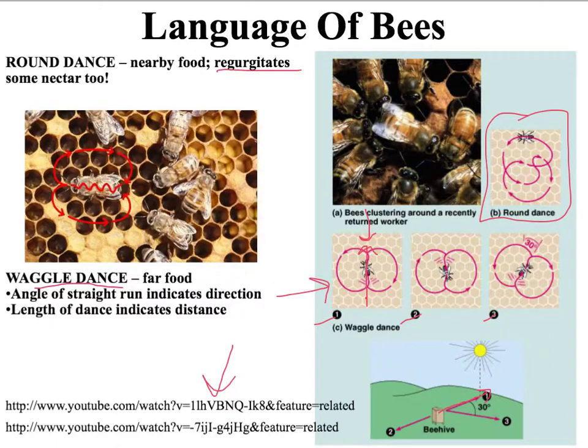Now in example number 2, the straight run, the bee is going straight down. And what that means is that the food source is directly away from the sun. In this final example, example number 3 over here, the bee waggles 30 degrees to the right of straight up and down. And what that means is that the food source is located 30 degrees to the right of straight to the sun. So this is really, really cool and well-studied behavior of bees. Check out those YouTube videos to find out more.